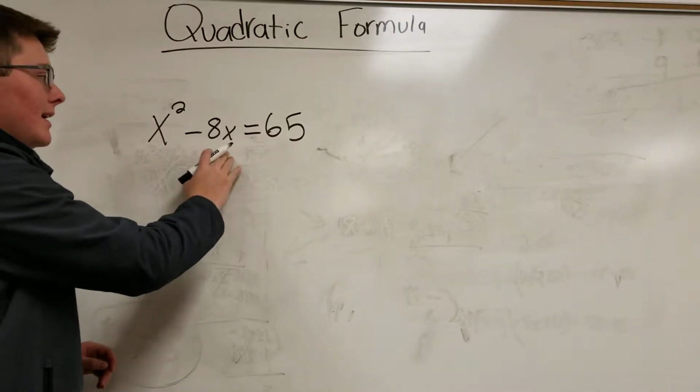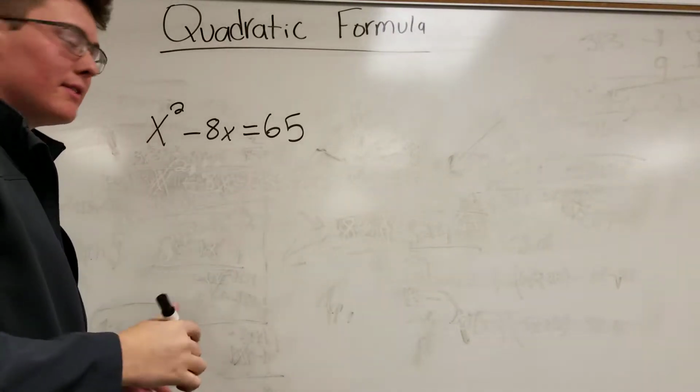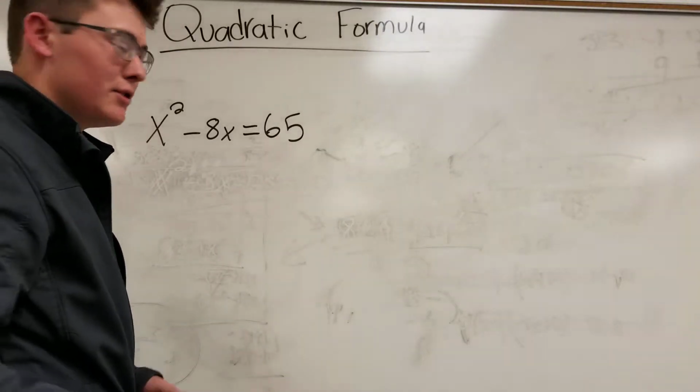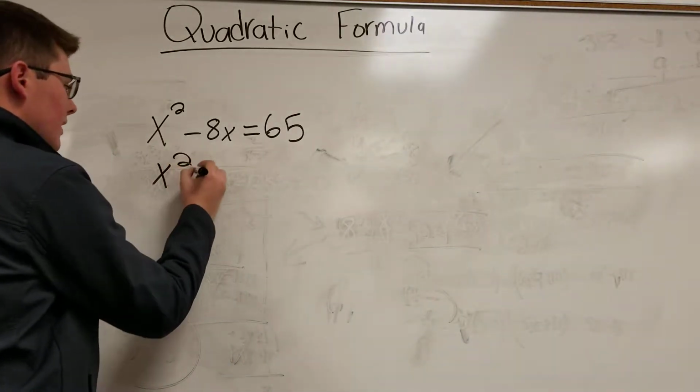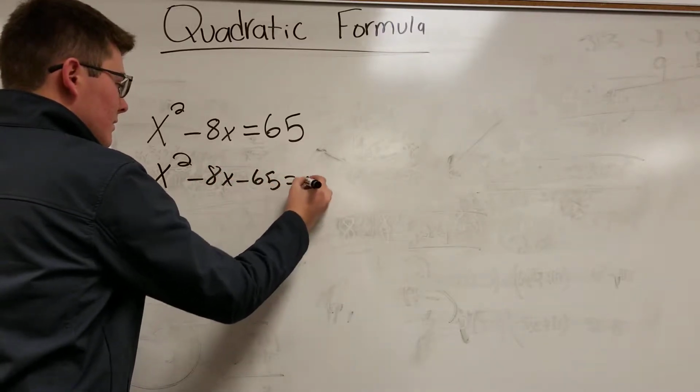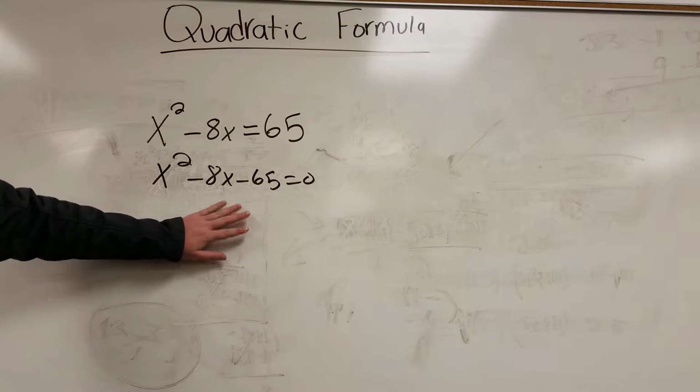x squared minus 8x equals 65. The first step in this equation is to move the 65 over to make it an equals 0 situation. So we have x squared minus 8x minus 65 equals 0. This is our first step in doing this equation.